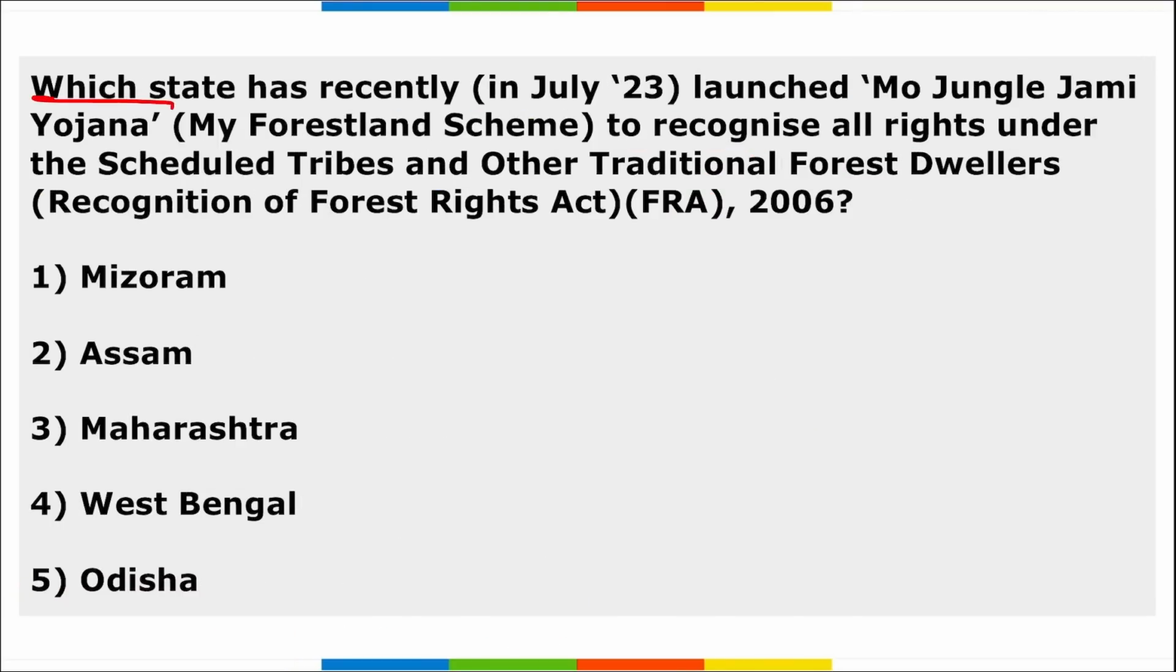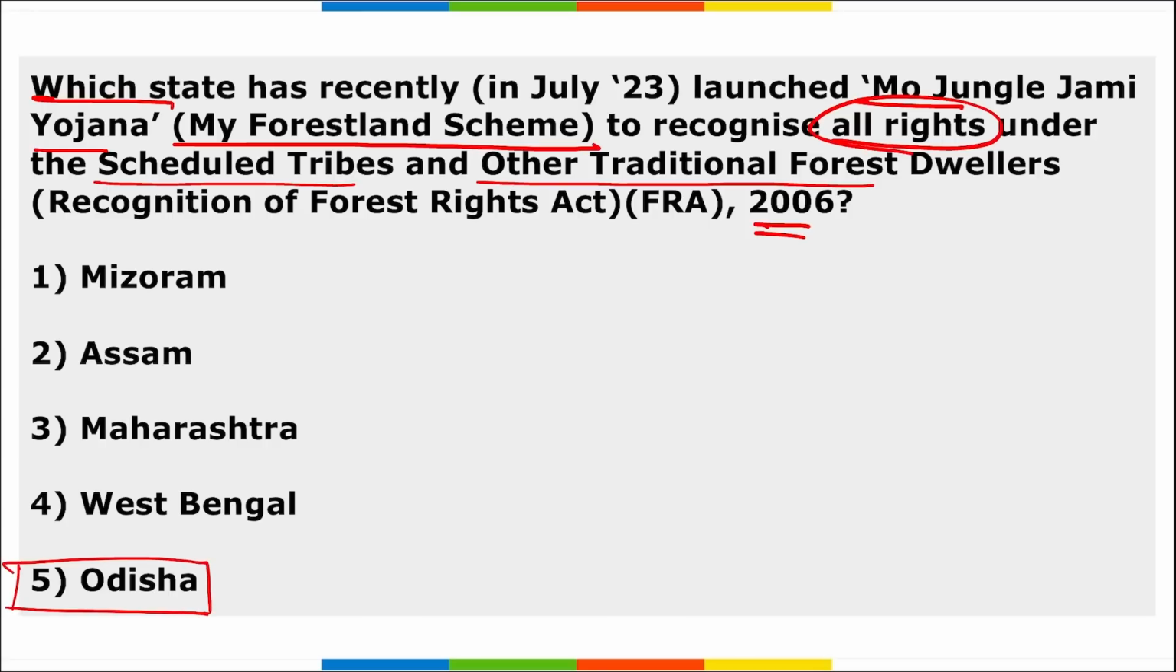Next is, which state has launched Mo Jungle Jami Yojana, that is My Forest Land scheme, that is to provide all the rights under the Scheduled Tribes and Other Traditional Forest Dwellers 2006 Act. Right? So remember this Mo Jungle Jami Yojana, this was launched by which state? It was launched by Odisha, and it is to provide the forest rights to the scheduled tribes there, that they can use the resources of forest as per their wish, because they have been living there for a very long time.